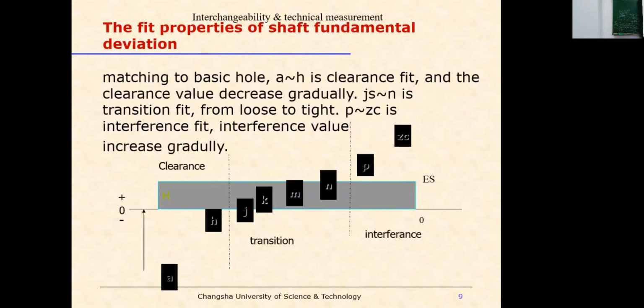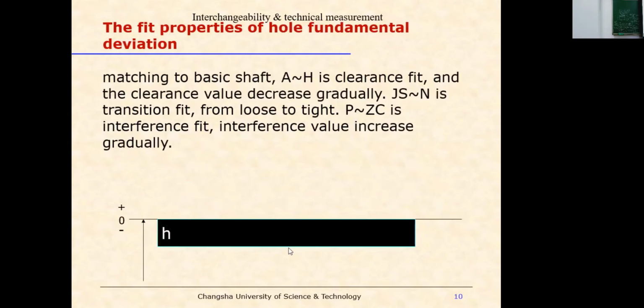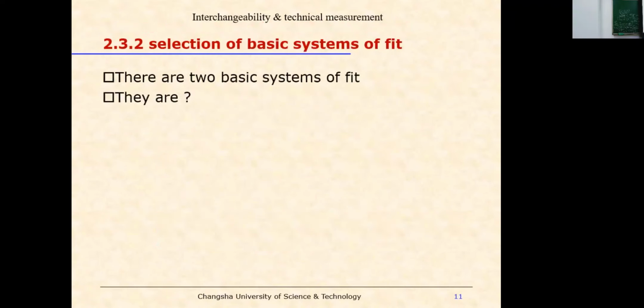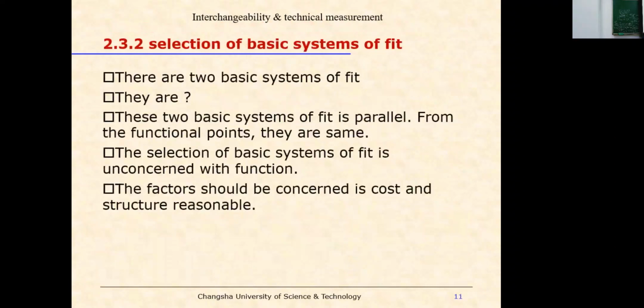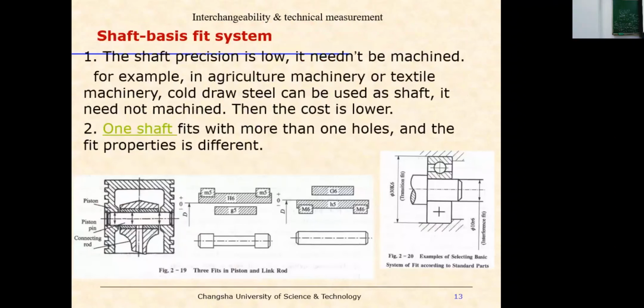And for the shaft basis, it's like this one. We fix the shaft and remove the hole. For the hole and the shaft, they have the same maximum clearance and maximum interference, right? Yes. And mostly we use the whole basic, and in these conditions we use the shaft. Okay, got it.